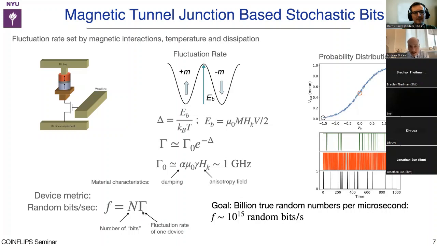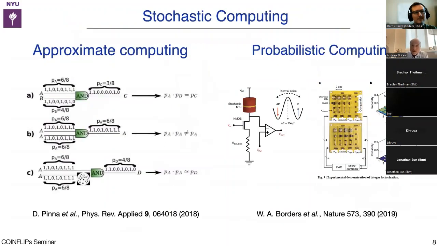It's of course better to have faster fluctuations. You could have more capacity to generate random numbers. So this is what we would like to achieve. We think this is possible with magnetic tunnel junctions, having fluctuation rates in the tens of megahertz, maybe somewhat higher rates. What could this be used for?